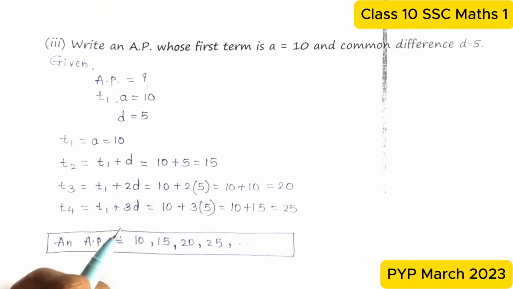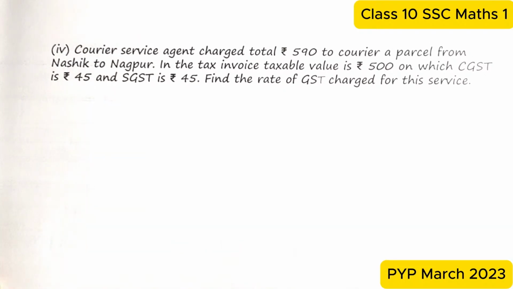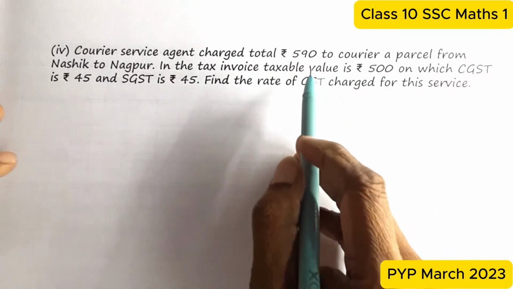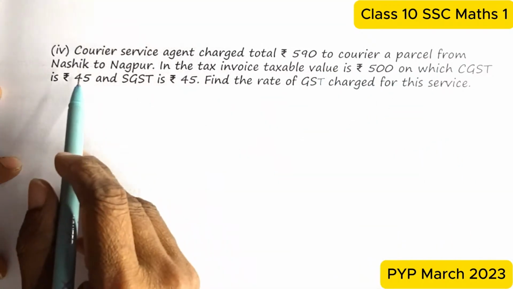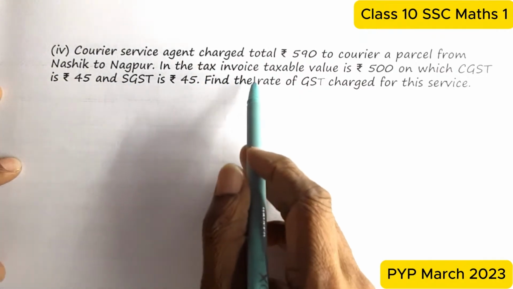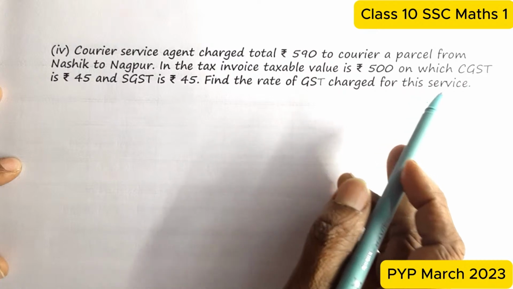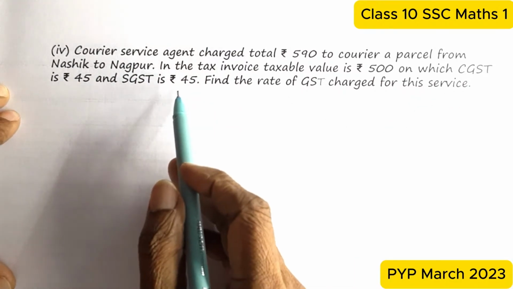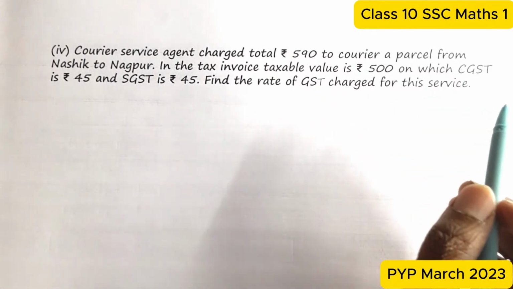Okay, then next one students, that is the fourth example. Courier service agent charges total rupees 590 to courier a parcel from Nasik to Nagpur. In the tax invoice, taxable value is rupees 500, on which CGST is rupees 45 and SGST is rupees 45. Find the rate of GST charged for this service.